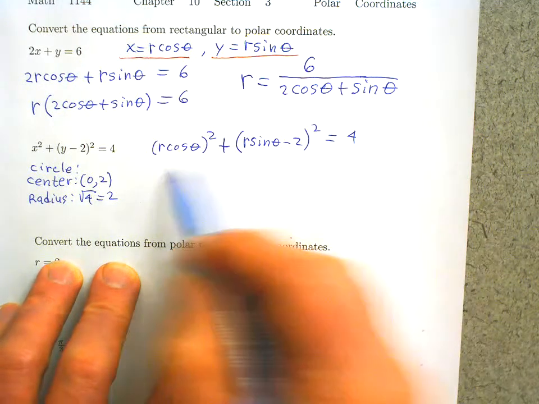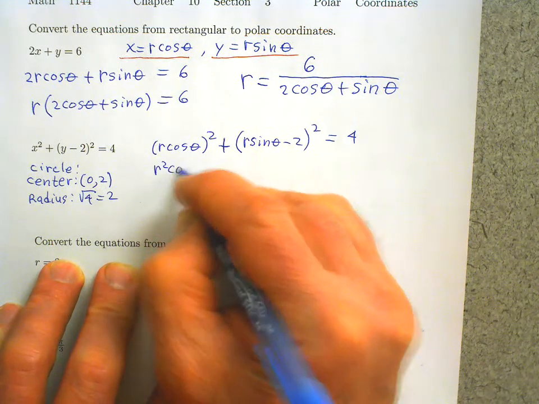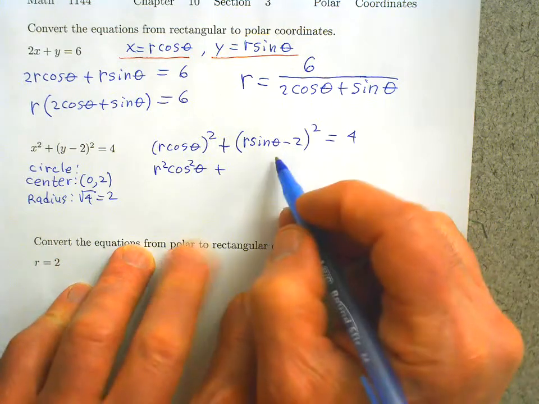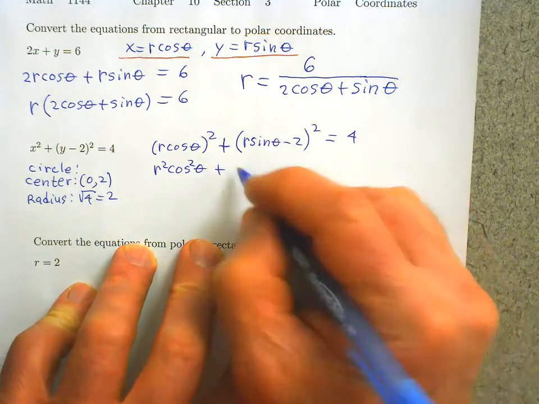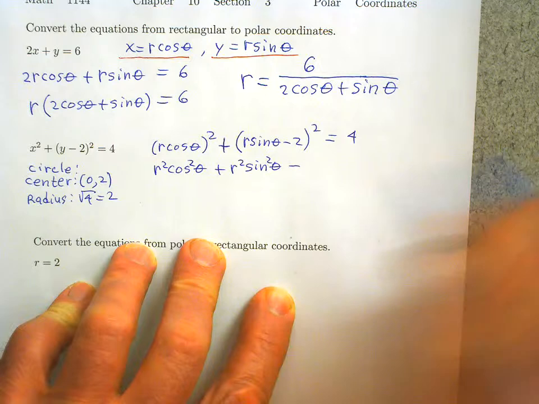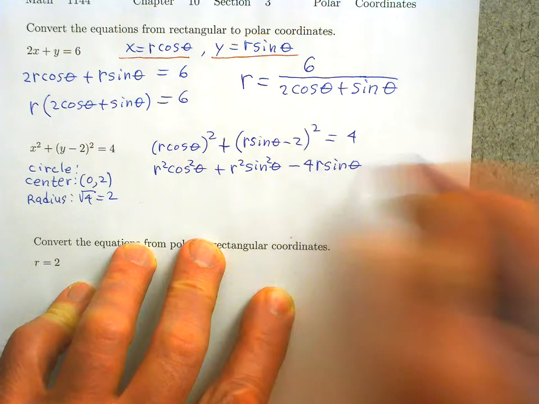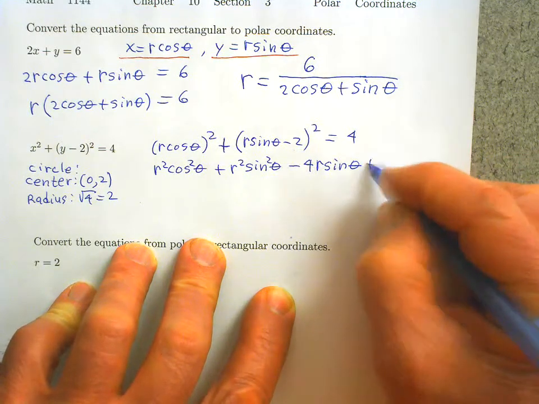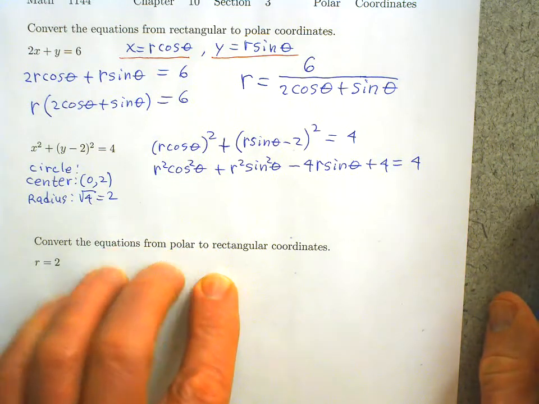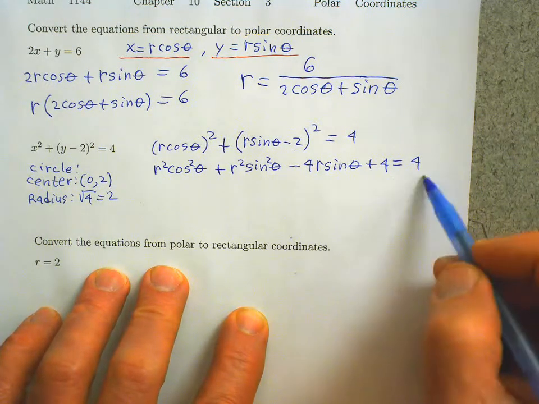So we will expand these. When we square r cosine theta, we get r squared times cosine of theta squared. And when we square the quantity r times sine of theta minus 2, we get r squared times sine of theta squared minus a total of 4r times sine of theta. And then minus 2 times minus 2 is plus 4. And then equals 4. Okay, so we'll subtract 4 from both sides.